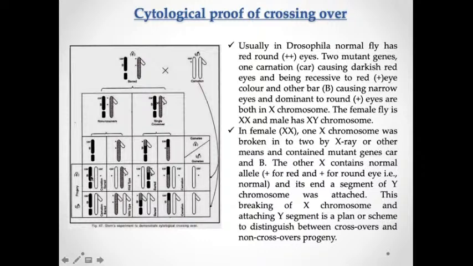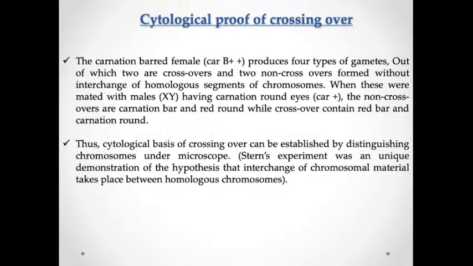Here carnation is there, and there are barred eyes, both are present. So CAR B and CAR plus for both. But this one is wild type, this is barred only, this is carnation, and this is carnation barred eye. So this was the Stern experiment to show cytological crossing over, that the crossing over happening is because of the X and Y chromosome. That was done in Drosophila.